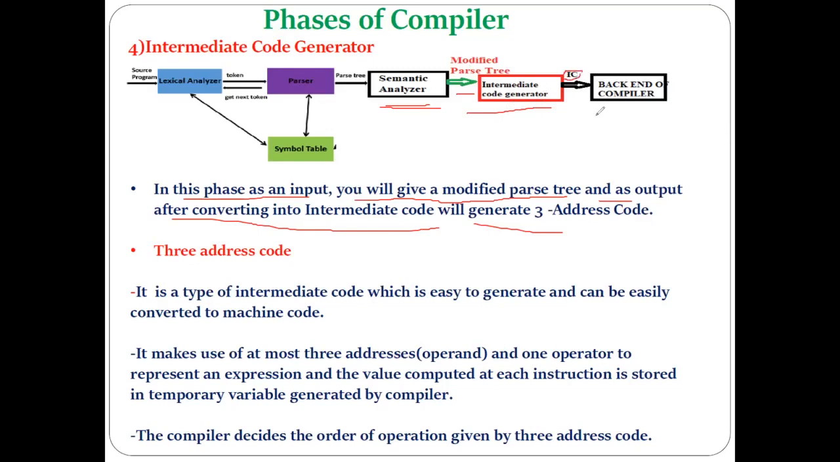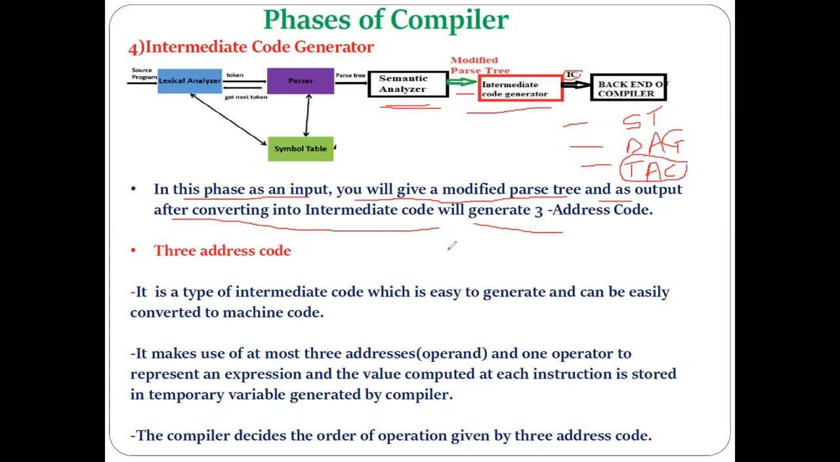Now, there are different types of intermediate code. Like there is a syntax tree, which is one kind of intermediate code. Then directed acyclic graph, DAG, is also one of the types of intermediate code. And third, most important, and generally utilized, is the third kind of intermediate code, that is TAC. So here TAC stands for three address code.